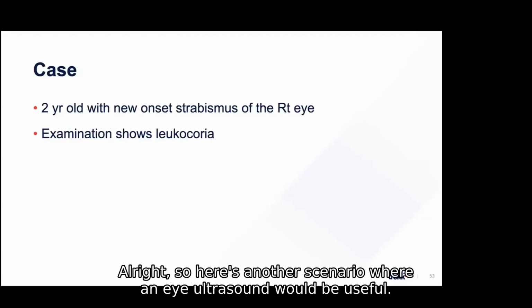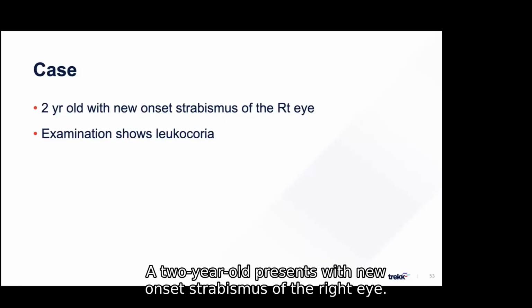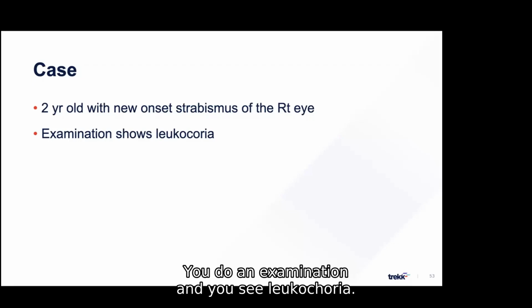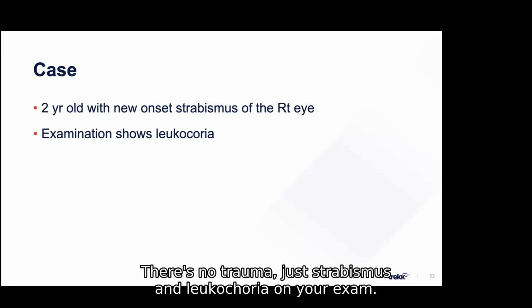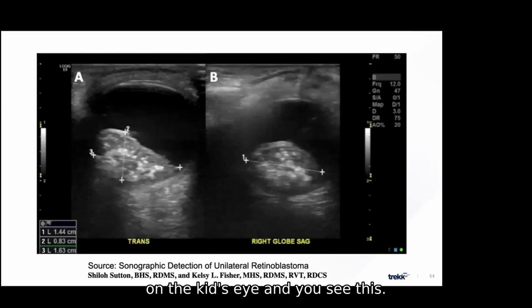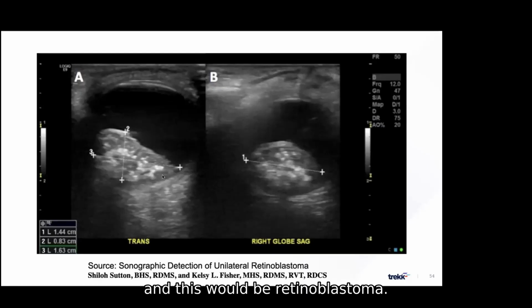All right, so here's another scenario where an eye ultrasound would be useful. A 2-year-old presents with new onset strabismus of the right eye. You do an examination, you see leukocoria. There's no trauma, just strabismus and leukocoria on your exam. You put the ultrasound probe on the kid's eye, and you see this. So this is obviously a mass in the back of the eye, and this would be retinoblastoma.